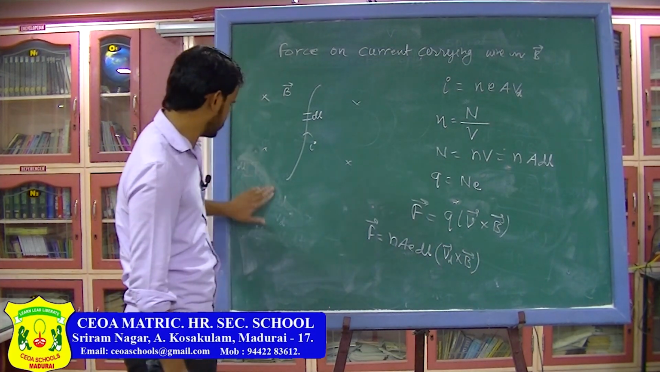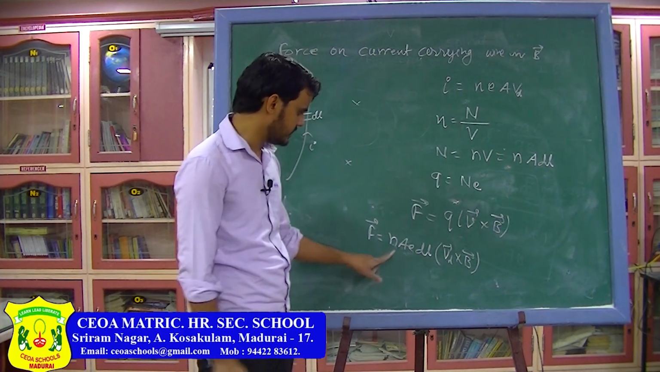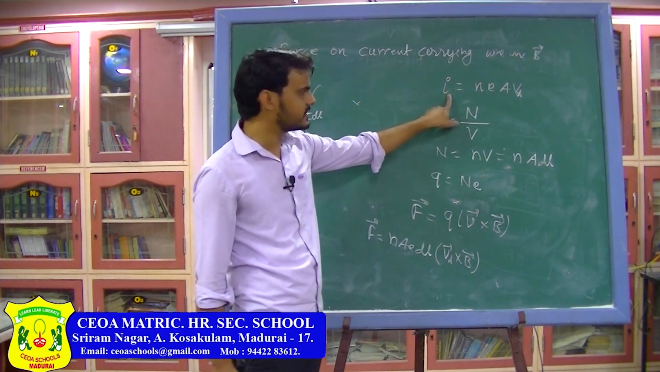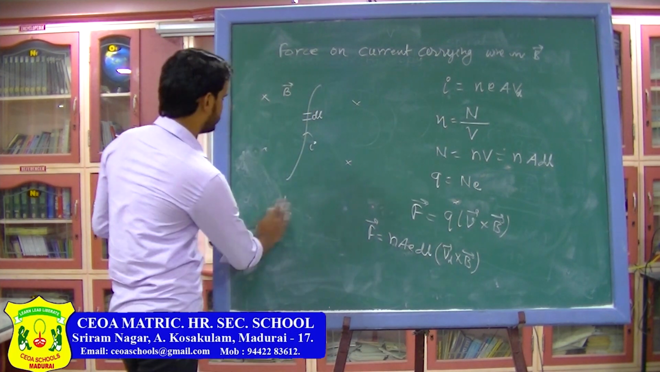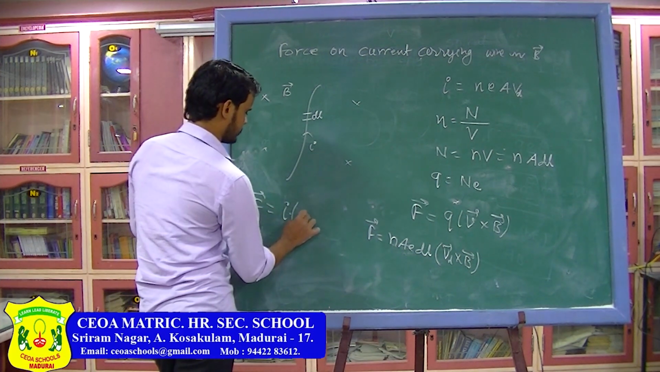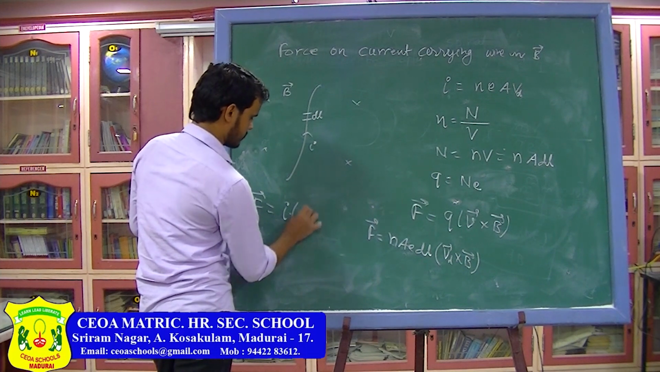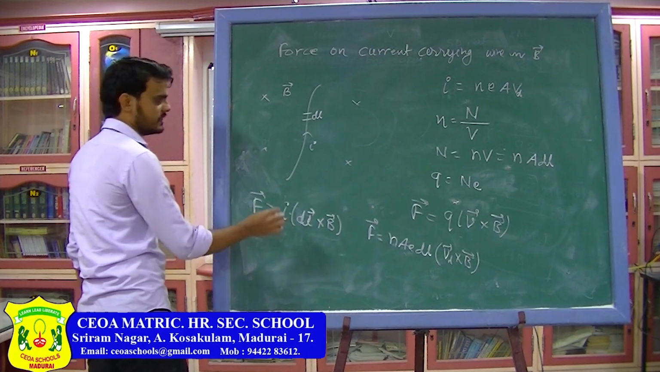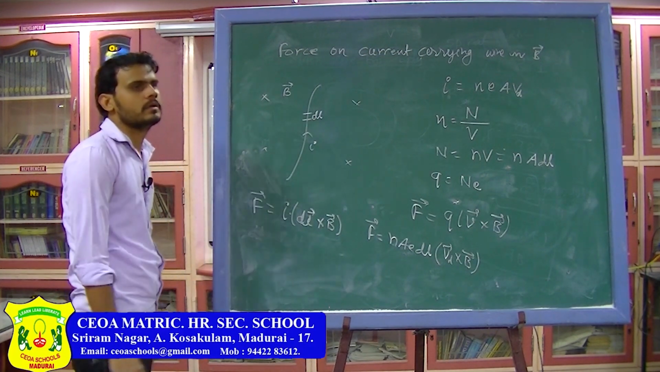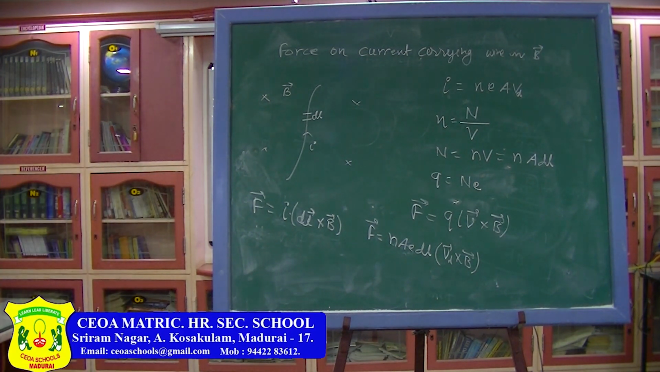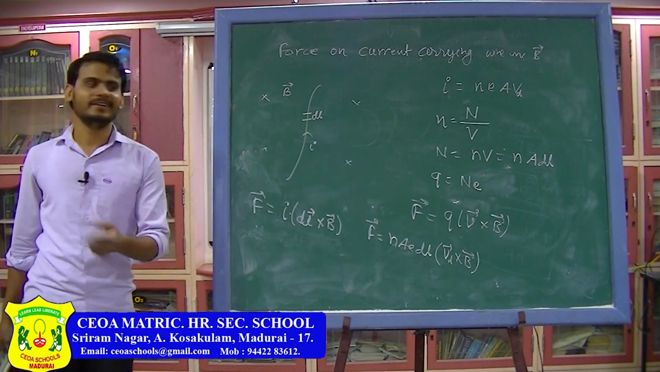Okay, we don't need this thing. You can derive this thing from here also. See, here you can see n A e Vd. n A e Vd can be written as the current. So here I can write the total force on the particle will be F equals I dl cross B. So this is the very small force on this.